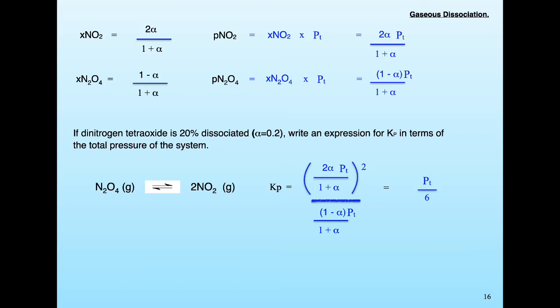To work out the actual numerical value, we'd need to know what PT was, but we've left it in here because I wanted you to see that sometimes in Kp, the PTs do not cancel, so there's a PT left in the Kp expression.